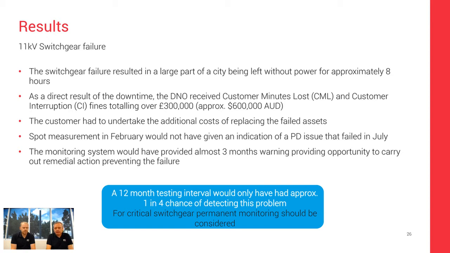You've obviously got to replace the assets, and you've got all that direct cost on top of that. A monitoring system would have given about 3 months' worth of warning to allow that change to happen. A partial discharge survey on an annual basis may be a 1 in 4 chance of detecting that. For that reason, with that sort of critical asset, you can see the cost benefit of installing permanent monitoring.